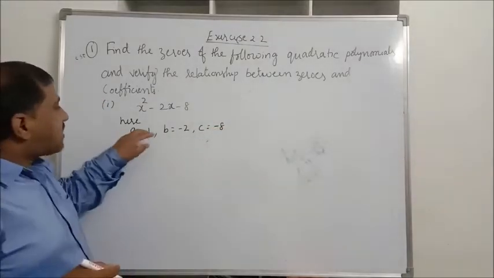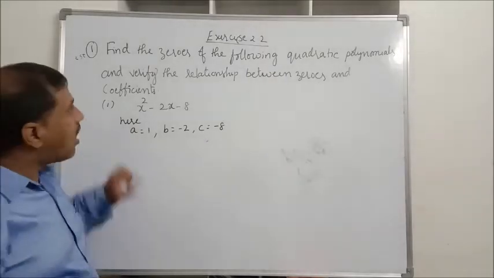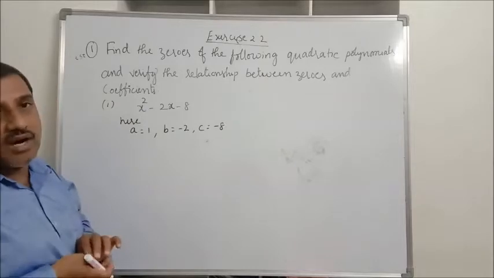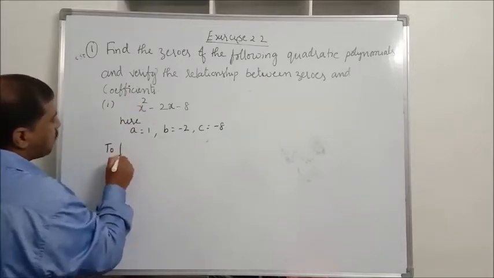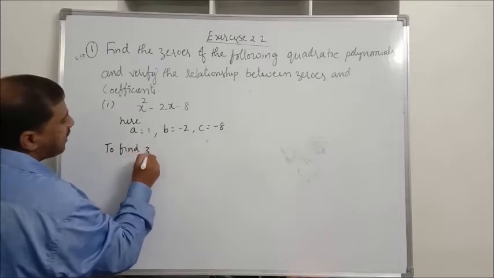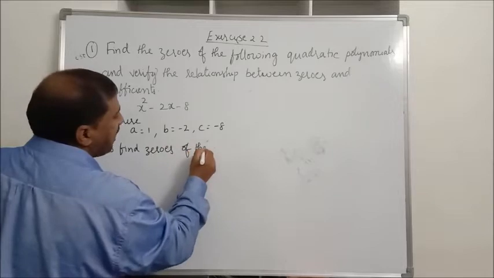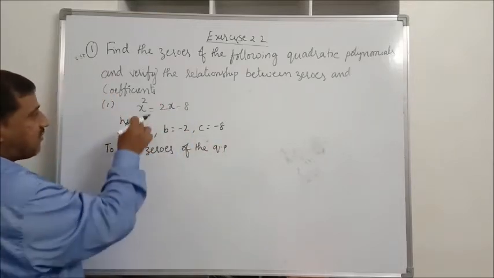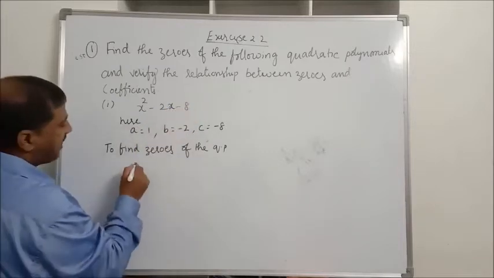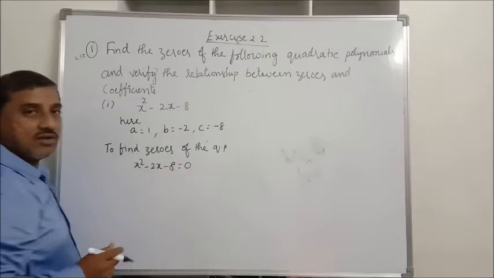Now that we have identified the coefficients and the constants, we need to find the zeros of the quadratic polynomial. So to find the zeros, we will take p of x is equal to x square minus 2x minus 8 is equal to 0.